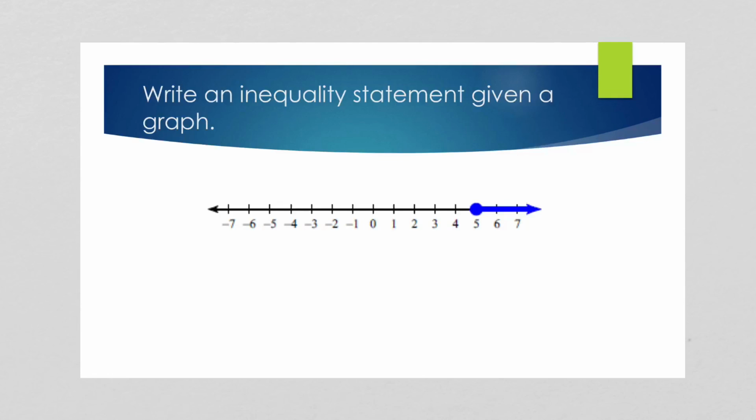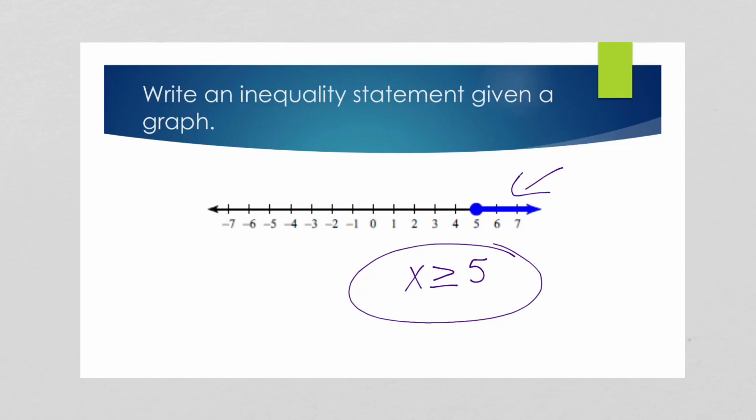Okay, so now I want to write the inequality statement that goes with this. It's so much easier to do when you keep your variable on the left, so I'm going to write x. You could use any letter you want. I do have a closed-in circle here, so I'm going to write greater than or equal to, and then that dot is at 5, so it's going to go right there. There we go. This is the inequality that goes along with this graph.